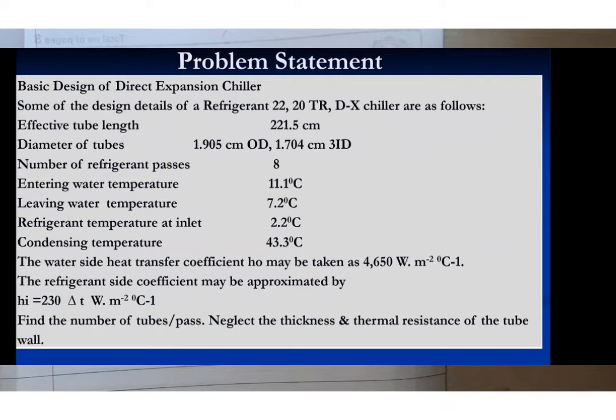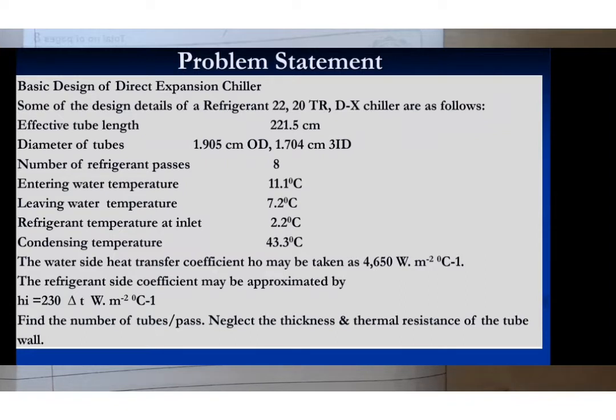Effective tube length is 221.5 centimeter. Diameter of the tube is 1.905 centimeter outer diameter, 1.704 centimeter inner diameter. Number of the refrigerant passes is 8. Entering water temperature is 11.1 degrees Celsius. Leaving water temperature is 7.2 degrees Celsius. Refrigerant temperature at inlet is 2.2 degrees Celsius. Condensing temperature is 43.3 degrees Celsius.